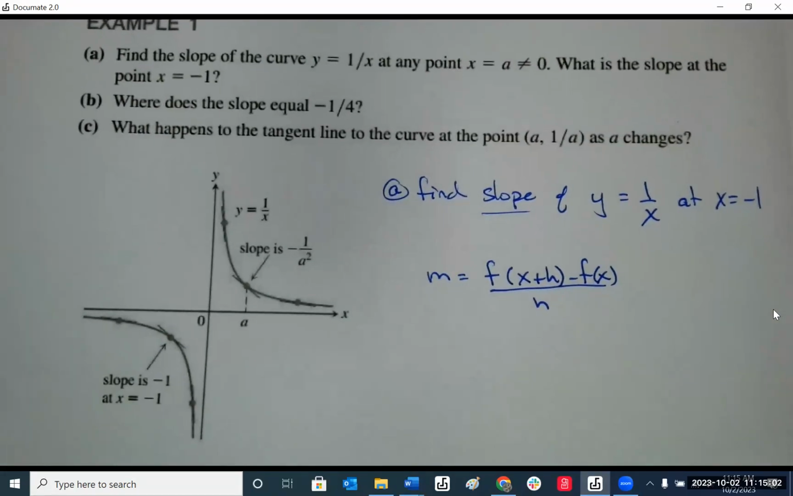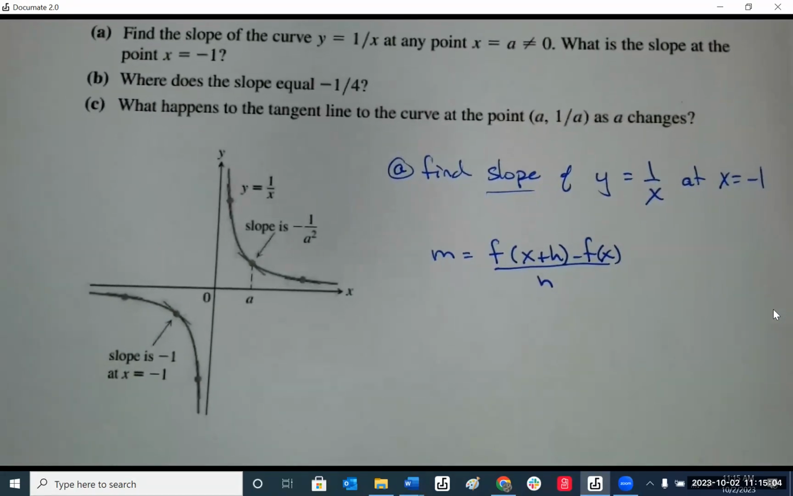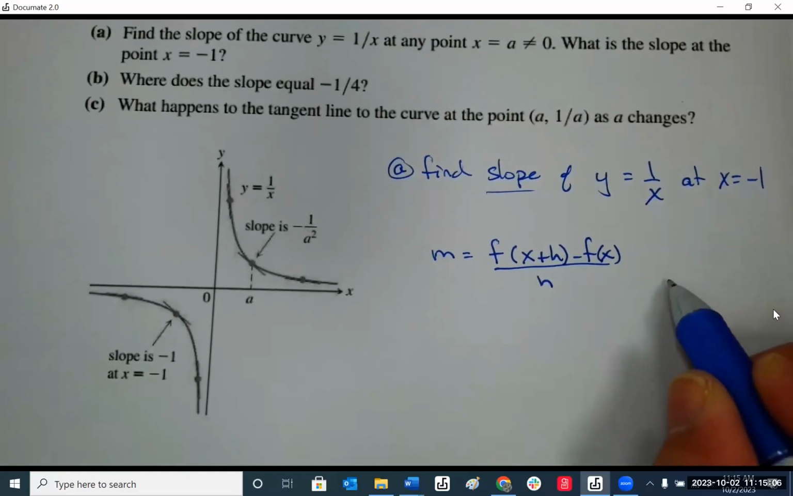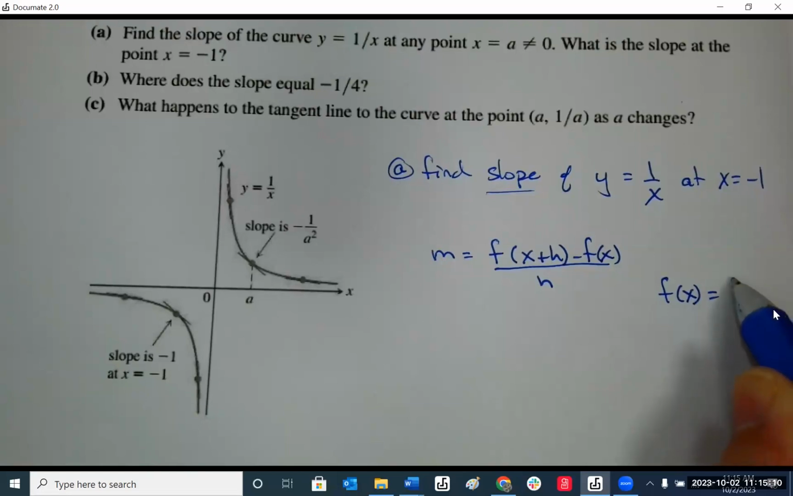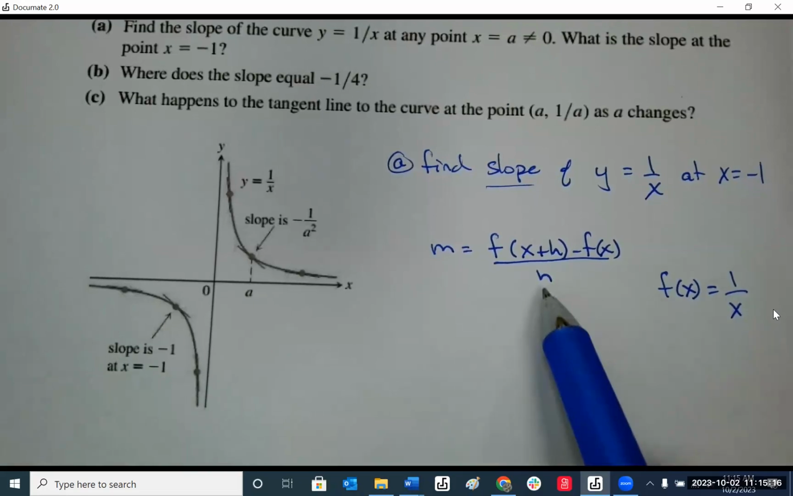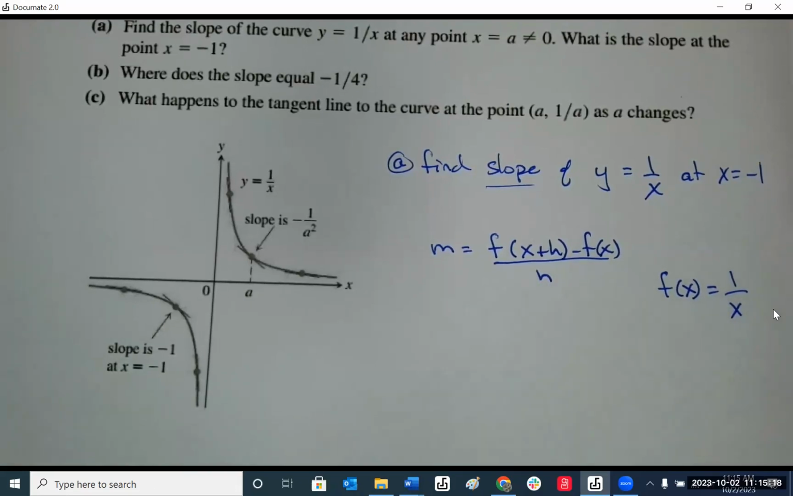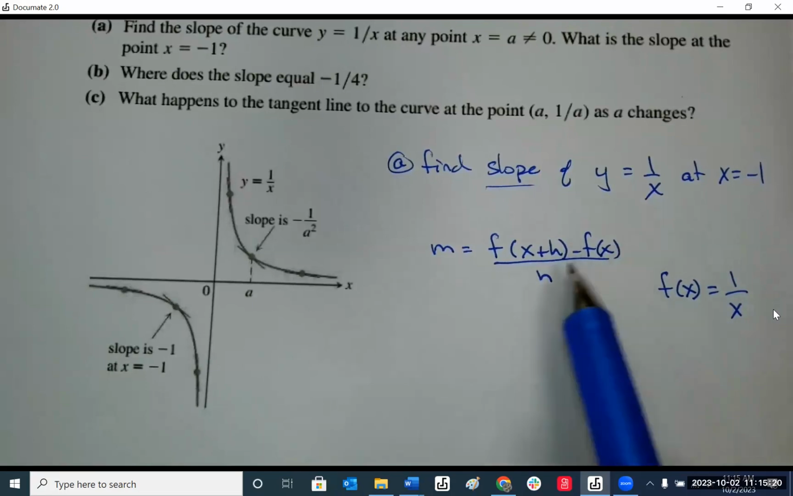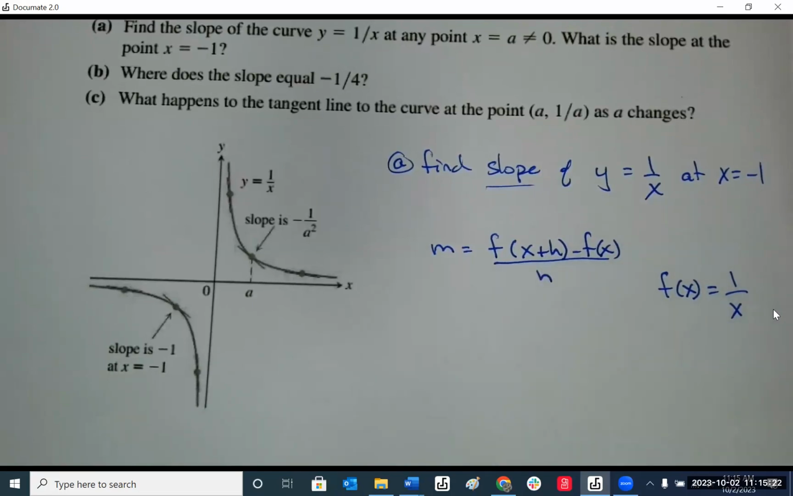That's the slope. So we have f of x, which is 1 over x. H is just the distance between the points. What's f of x plus h? How do we find f of x plus h?